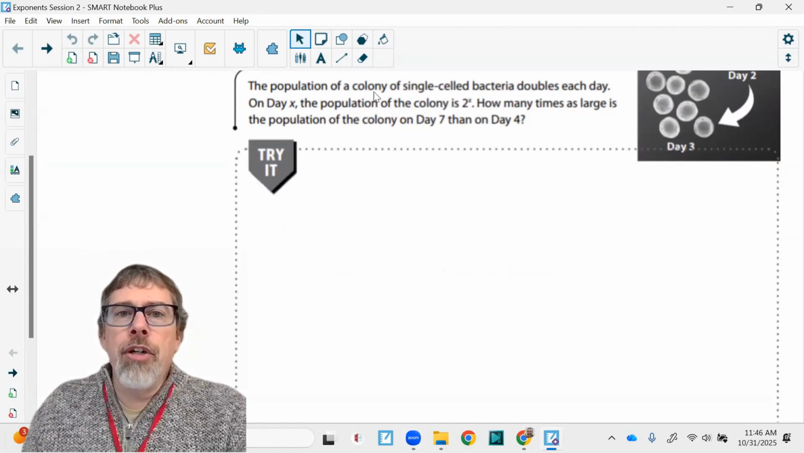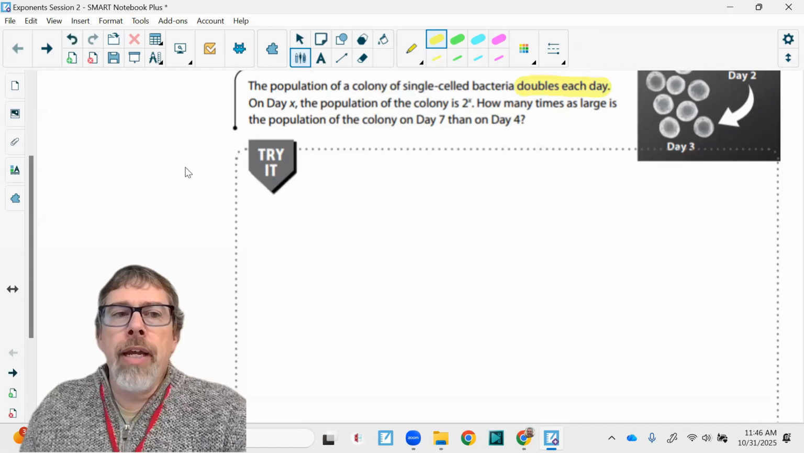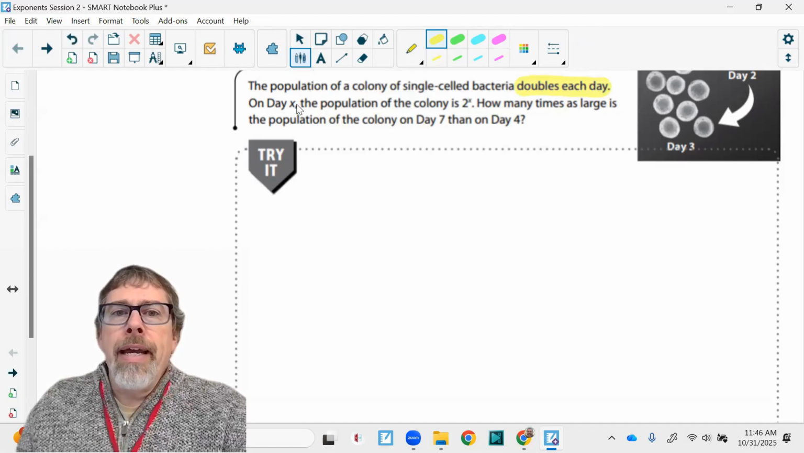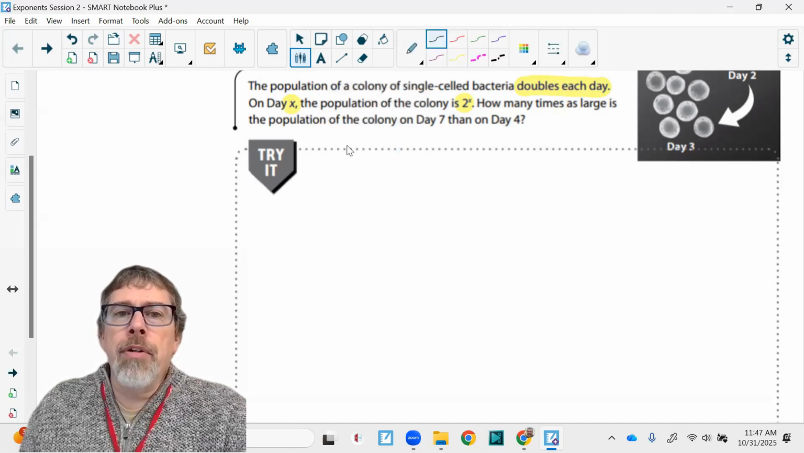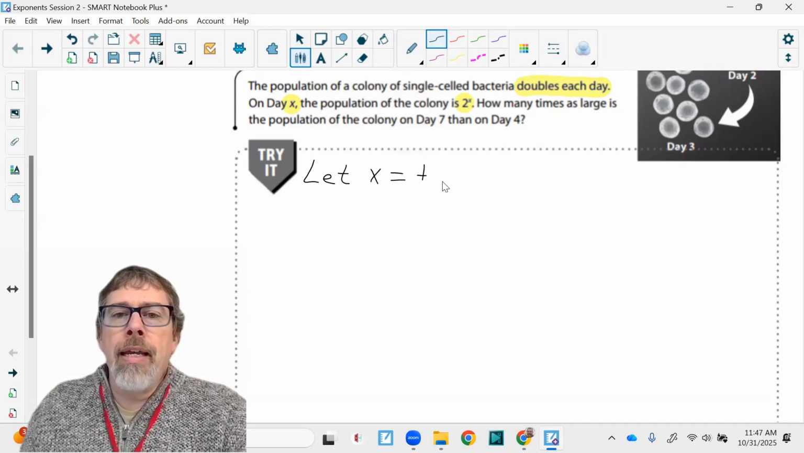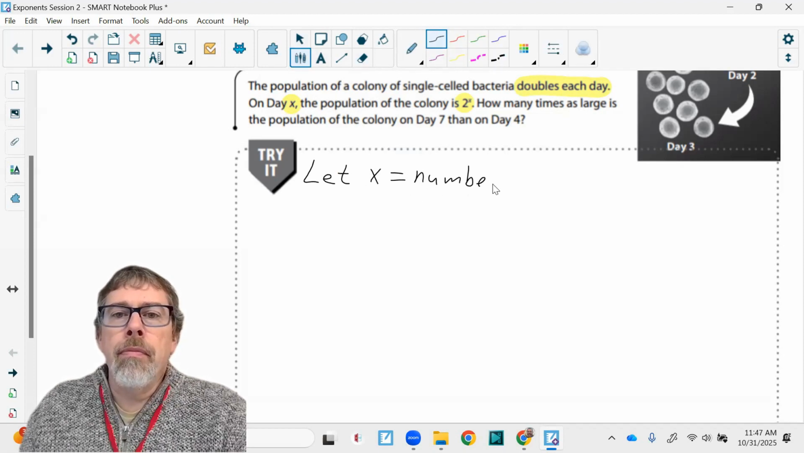So it says the population of a colony of single-cell bacteria doubles each day. So there's the first piece of information. Okay, the cells double each day. On day X, the population of the colony is 2 to the X. Okay, so the day is X. So the first thing I'm going to write now is, let X equal the day, number of days. How about that? Number of days.